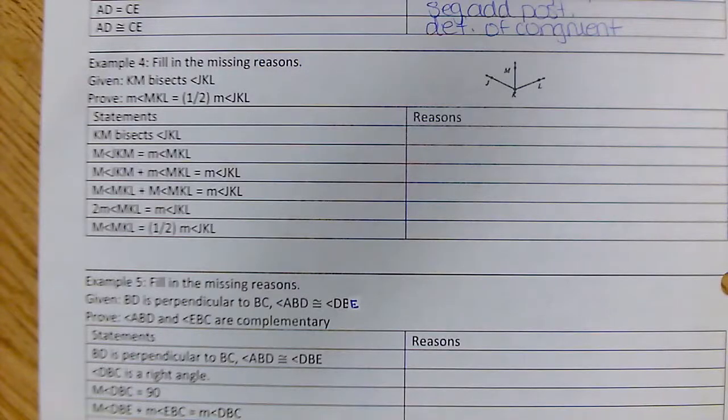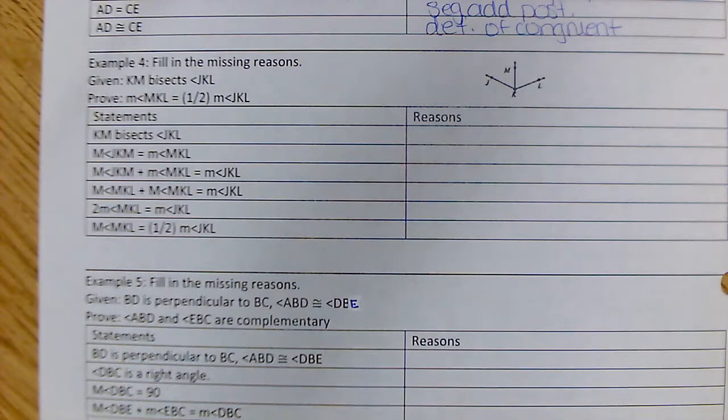Okay, so the second half of lesson 2.6, we're looking at angle proofs. So really more of the same type of thing, except now we're focusing on angles. So example number 4 says to fill in the missing reasons. And we're given that KM bisects angle JKL. And we're trying to prove that the measure of angle MKL is 1/2 the measure of angle JKL.